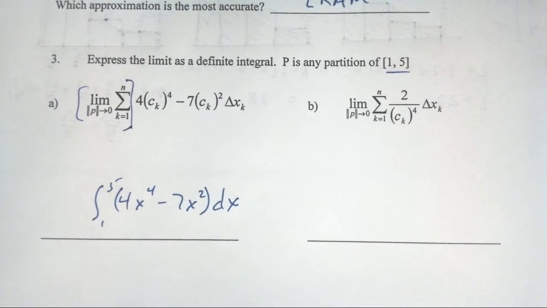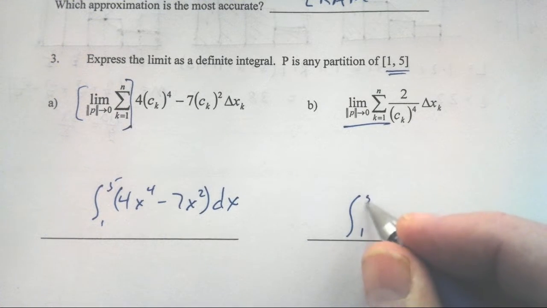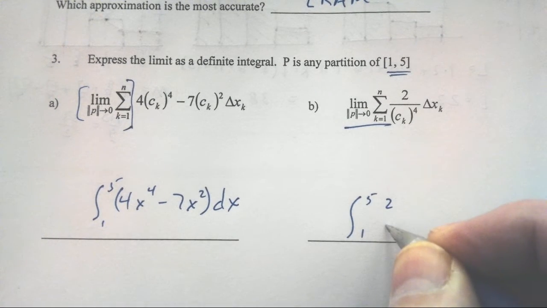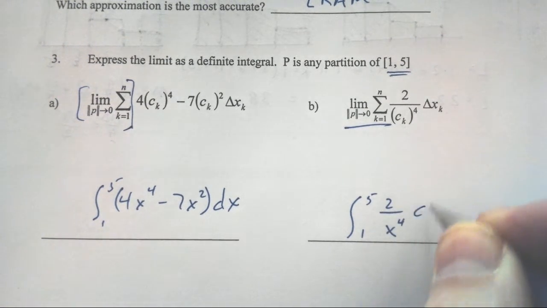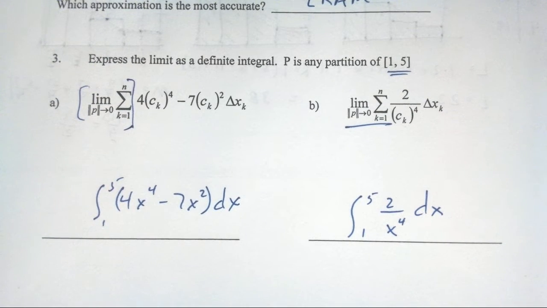All right, likewise for b, this is our integral from 1 to 5 of 2 on x to the 4th times dx. And that's it. We'd love to have a bunch of these on the test.